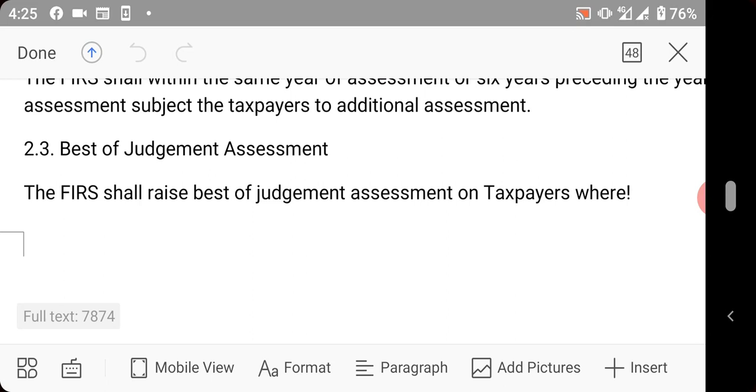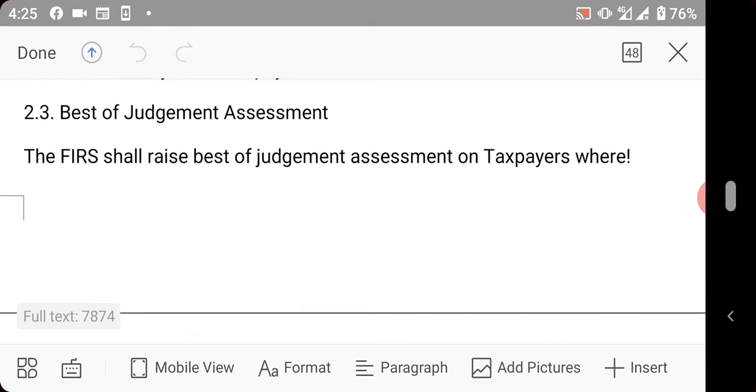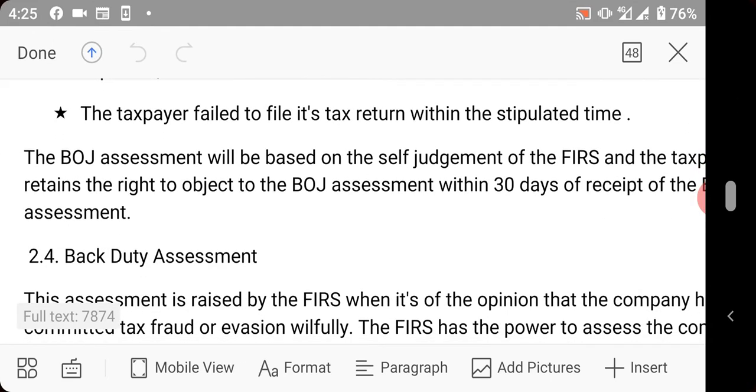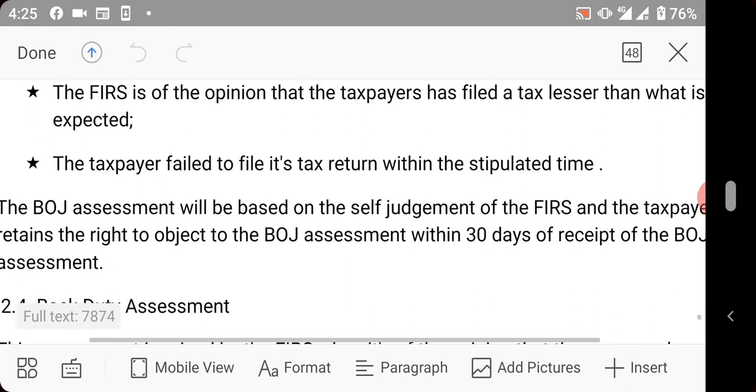Good. Now, where best of judgment assessment is raised upon you, you have a maximum of 30 days to raise an objection. If you don't raise an objection, you pay that tax liability. But if you raise an objection, you won't pay the tax liability. It will now be addressed by the tax appeal tribunal. So that is that about best of judgment assessment.